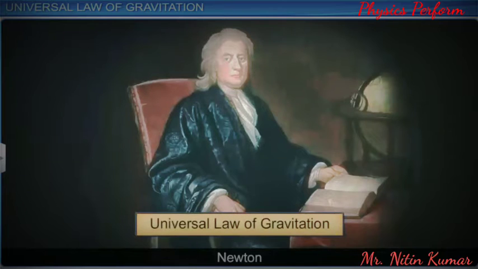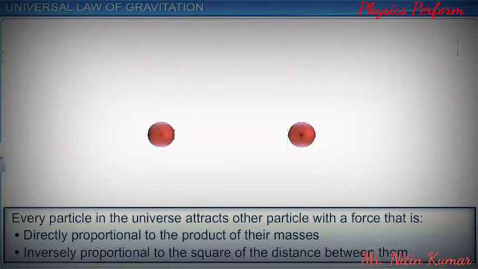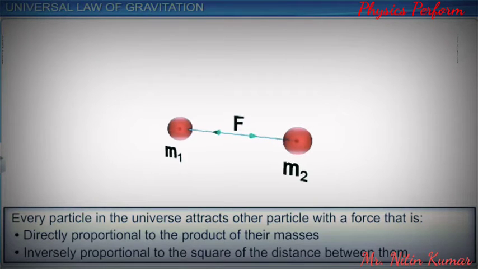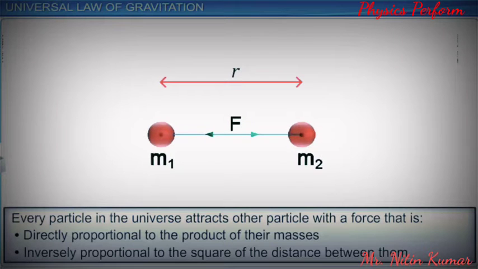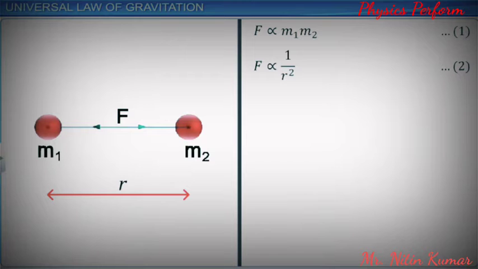It states that every particle in the universe attracts other particle with a force that is directly proportional to the product of their masses and inversely proportional to the square of the distance between them. Thus, the law can be expressed as shown here. Combining the two expressions, we get F is directly proportional to m1 into m2 by r square. Here, m1 and m2 are point masses and r is the distance between the two particles.